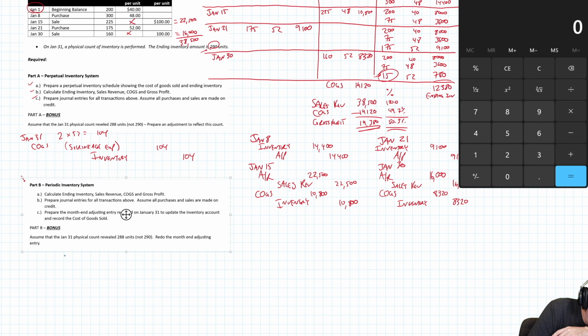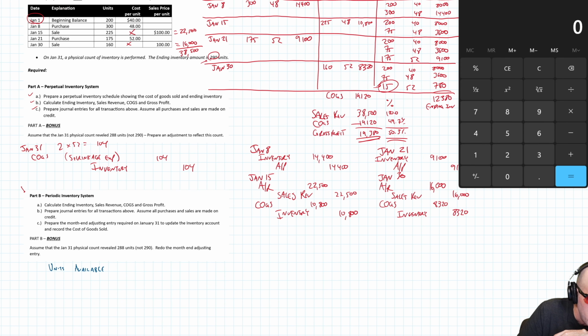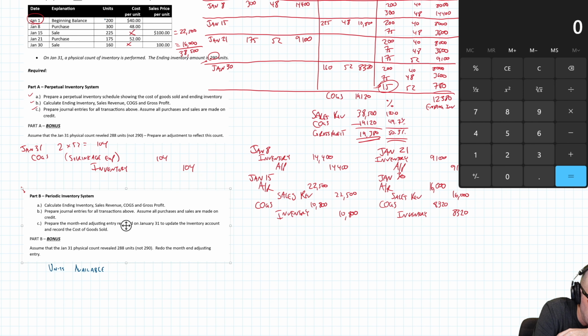I always start with this: units available, and sometimes it's called units available for sale during the month. And our units available is the beginning balance, 200, plus any purchases, so 300 and 175. 2 plus 3 is 5, plus 175, 675. 675 units were available this month.